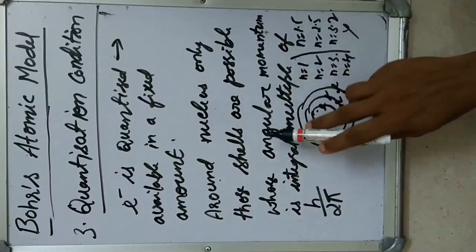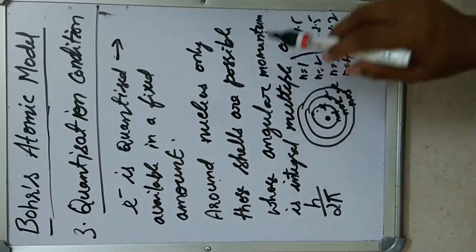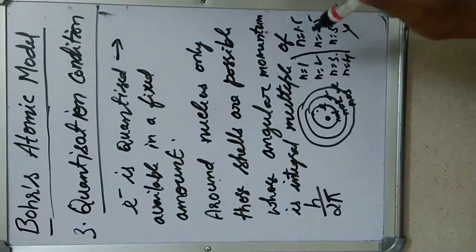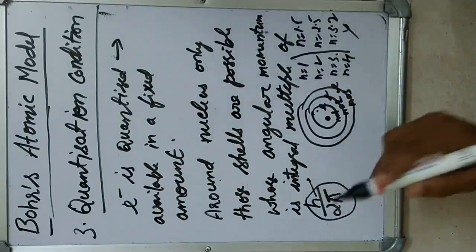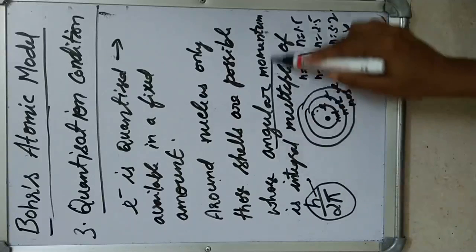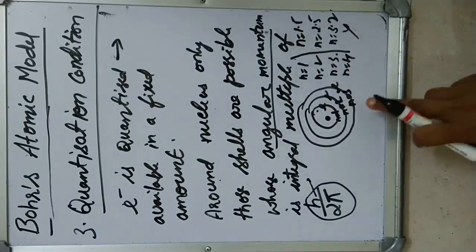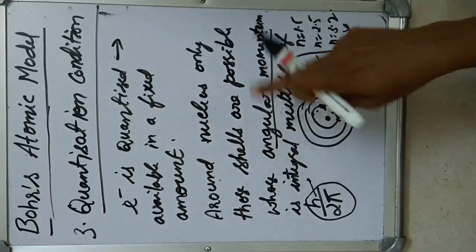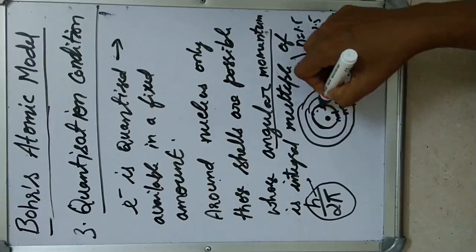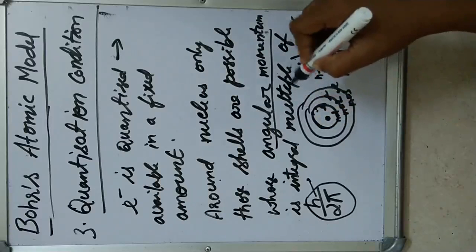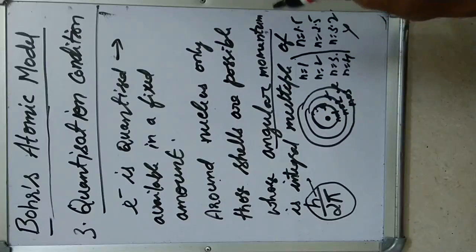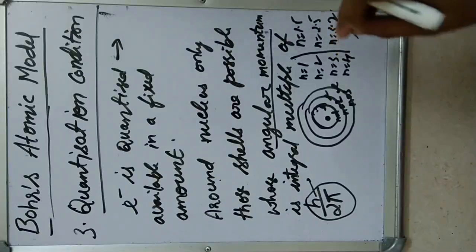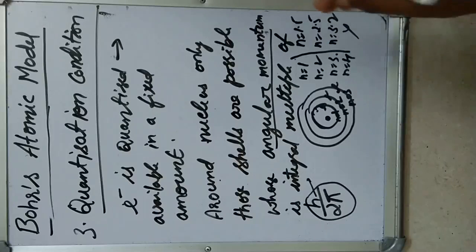So around the nucleus only those shells are possible whose angular momentum is an integral multiple of h by 2 pi. Here h means Planck's constant. The meaning of the entire statement is that the shell is written in the form of a whole number: n is equal to 1, 2, 3, like that, not n is equal to 1.5 or 2.5 or 3.2. We can't say the shell's value is 1.5 or 2.5. So this is the meaning.